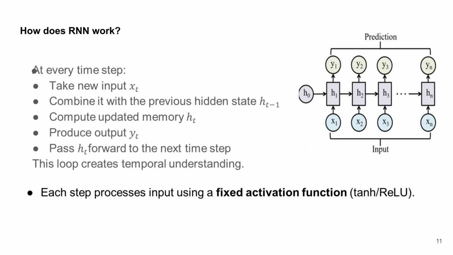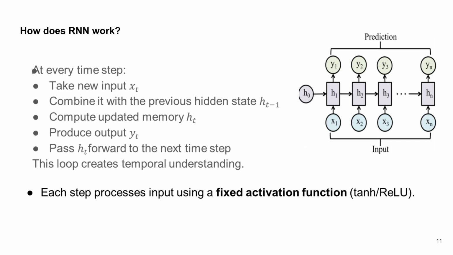Let me walk you through what happens at every single time step. First, we take a new input x_t. Then we combine it with the previous hidden state h_{t-1}. From this combination, we compute an updated memory h_t. We produce an output y_t. And we pass h_t forward to the next time step, where it becomes h_{t-1} for that step. This loop, repeated over the entire sequence, is what creates temporal understanding.